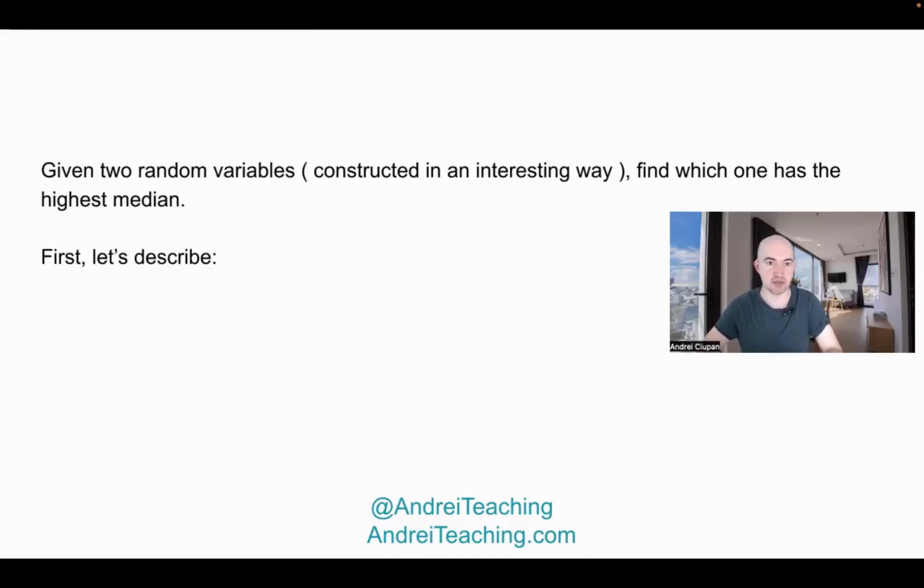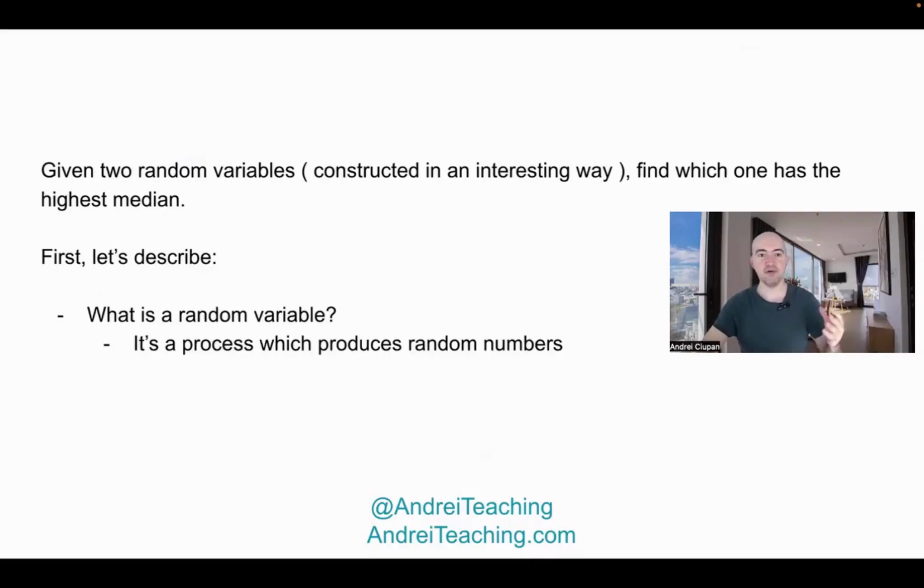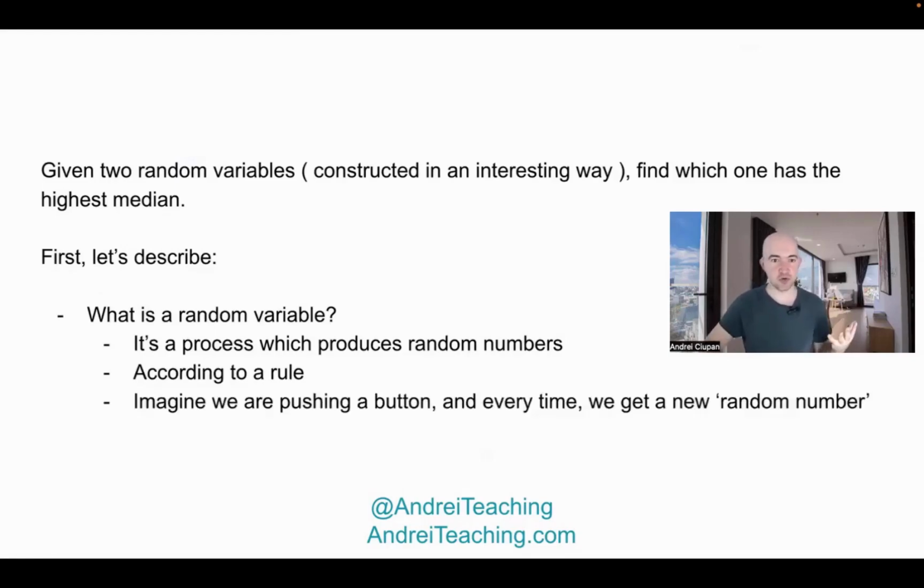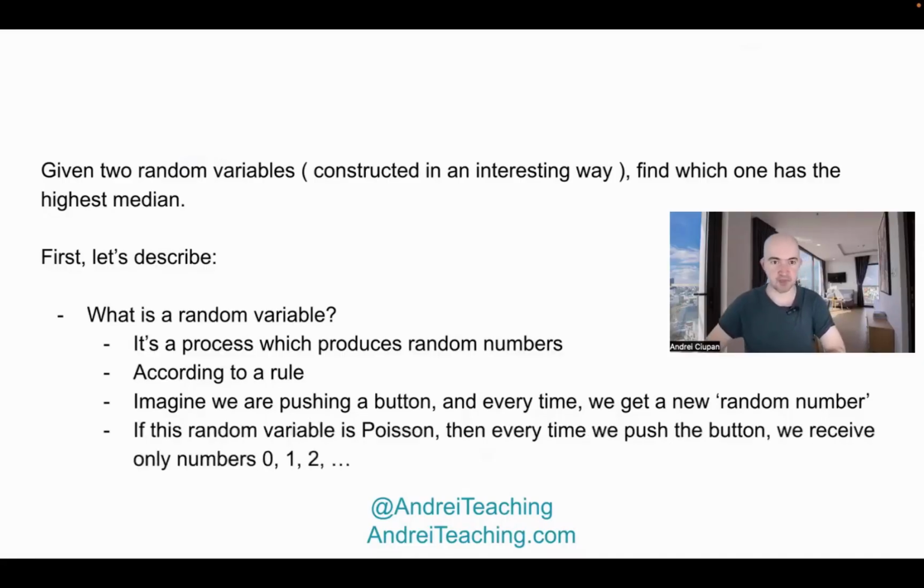Let's do some preliminaries. So first of all, what is a random variable? A random variable is a process which produces random numbers. But this happens according to a rule. One way to think about it is, imagine we have a box, okay? And every time we press a button, we get a new random number. So I press the button once, I get a number. The second time, I get another number, and so on.